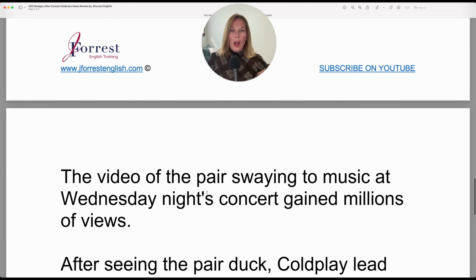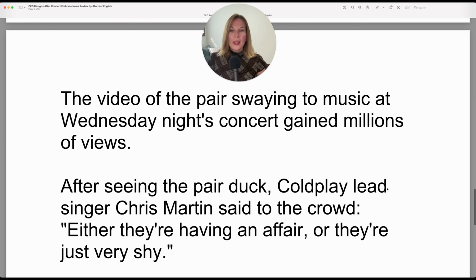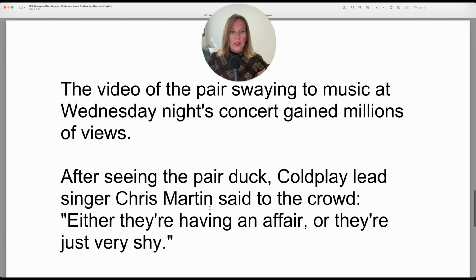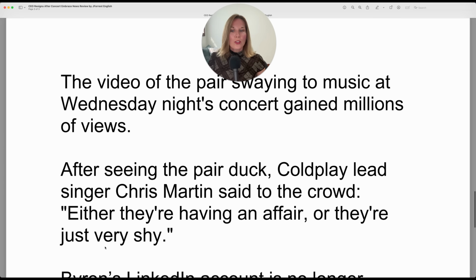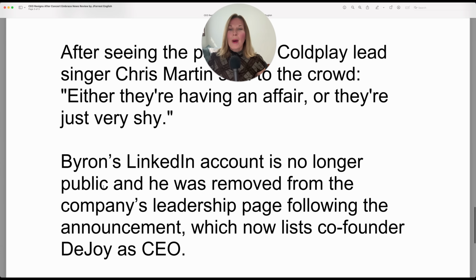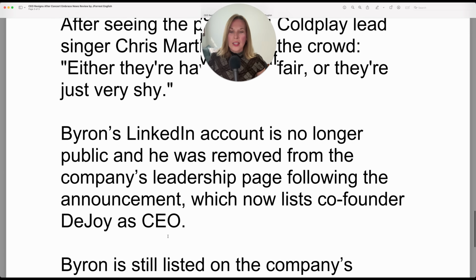The video of the pair swaying to music at Wednesday night's concert gained millions of views. After seeing the pair duck, Coldplay lead singer Chris Martin said to the crowd, either they're having an affair or they're just very shy. Byron's LinkedIn account is no longer public, and he was removed from the company's leadership page following the announcement, which now lists co-founder DeJoy as CEO.